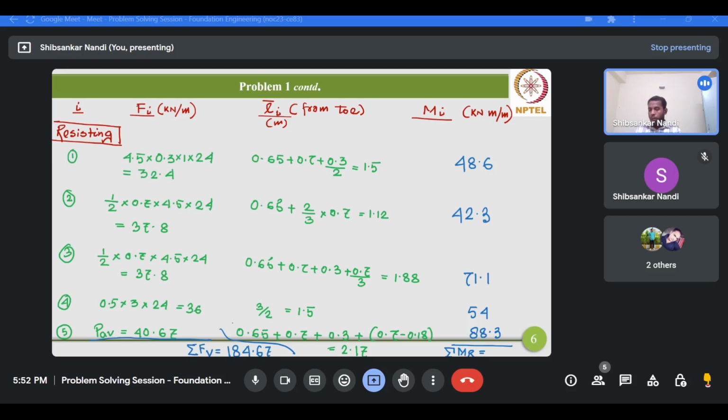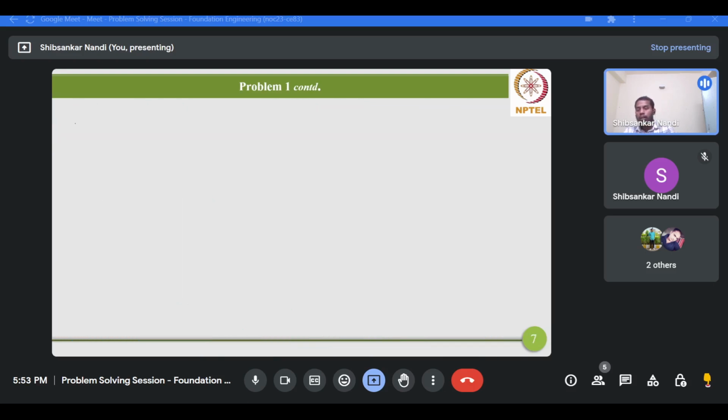Okay, and what is summation of MR? So it will be 48.6 plus 42.3 plus 71.1 plus 54 plus 88.3. So that is 304.3. Okay, now we have calculated the resisting part. Now we will calculate the driving component, or overturning component.